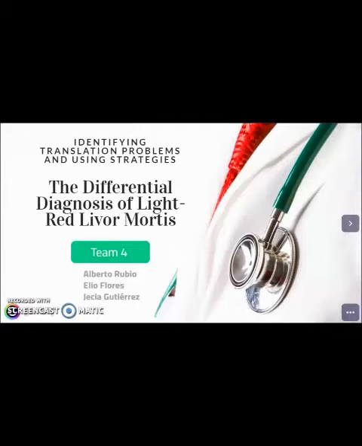We are Alberto Rubio, Elio Flores, and Jessica Gutierrez, and we have identified translation problems and have used strategies in order to translate the text called the differential diagnosis of light red liver mortis.